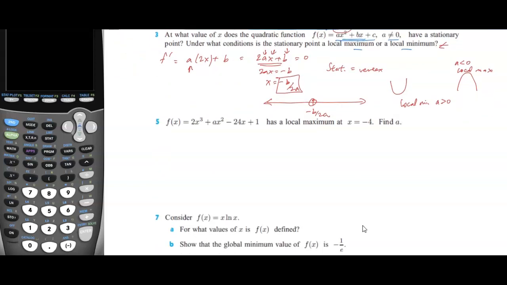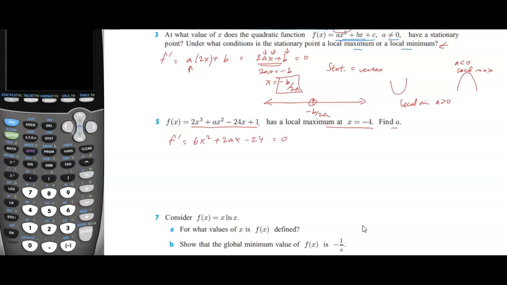Number 5. Here we have a cubic, and it says it has a local maximum of -4, and it tells us to find a. So they're asking us kind of backwards, right? Of course, we're just going to go forward with our normal procedure, which is if we want to find the stationary points of a function, we find the derivative of the function. So it's going to be 6x squared plus 2ax minus 24, and the derivative of 1 is 0, so we don't do anything there. We set it equal to 0.